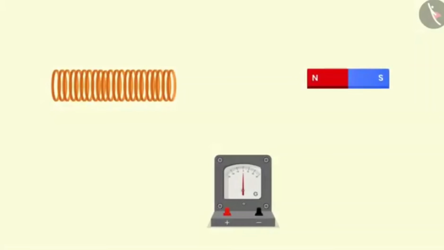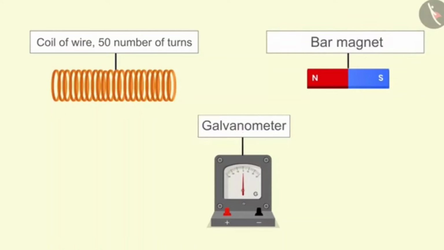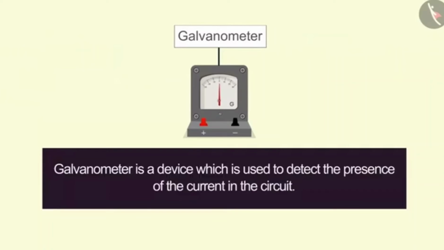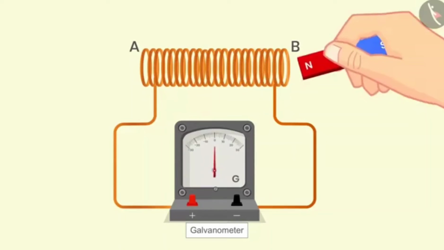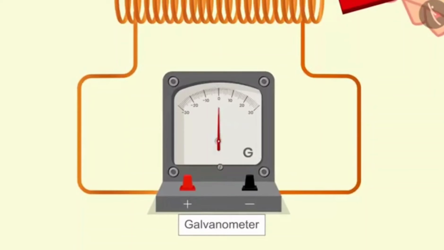To perform this activity, we need a coil of wire having 50 turns, a power magnet and a galvanometer. What is a galvanometer? A galvanometer is a device which is used to detect the presence of current in the circuit. After connecting the galvanometer in the circuit in this fashion, take the north pole of the magnet near the coil. Then a deflection in the galvanometer's needle can be seen.